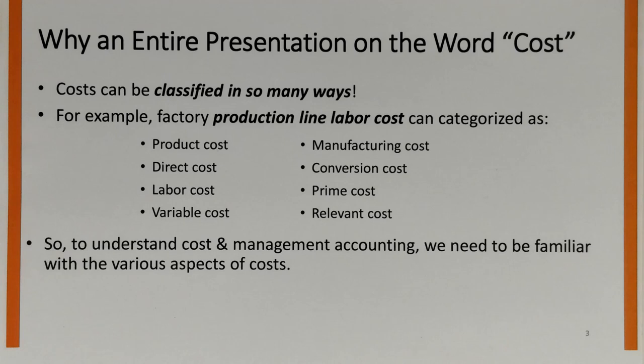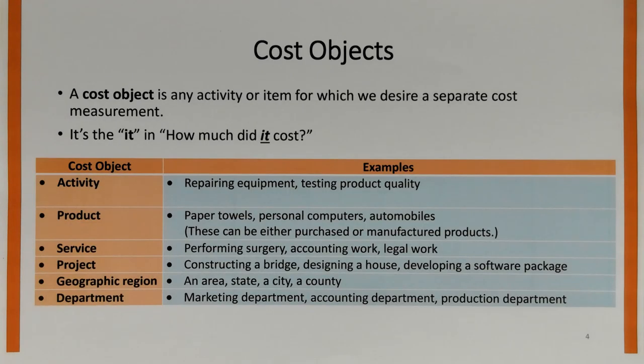For example, production line labor in a factory can be classified as product cost, direct cost, labor cost, variable cost, manufacturing cost, conversion cost, prime cost, relevant cost. So there are many ways to classify cost, and to study management accounting or cost accounting, we need to be familiar with all of these. The first thing I'd like to talk about are cost objects. A cost object is anything for which we desire separate cost information. It's the it in how much did it cost.